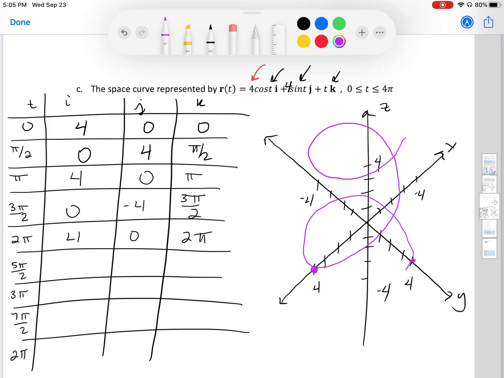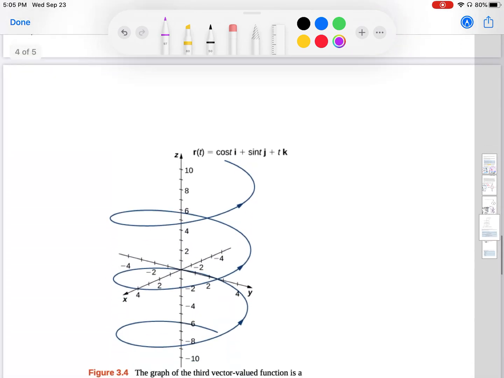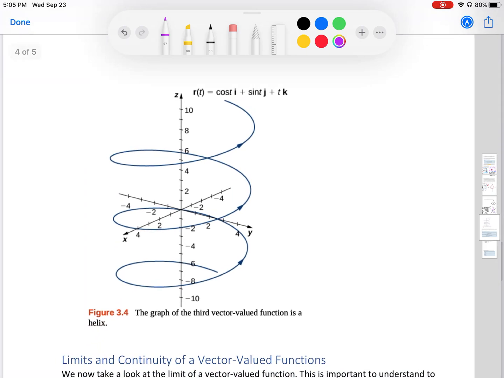This picture here is referred to as a helix, and because I know it would be bad, I included the picture. So this is how your graph is supposed to look. And yes, we draw little arrows because we have a parameter showing us a direction. Now again, your textbook has a typo. That should be 4 and 4.